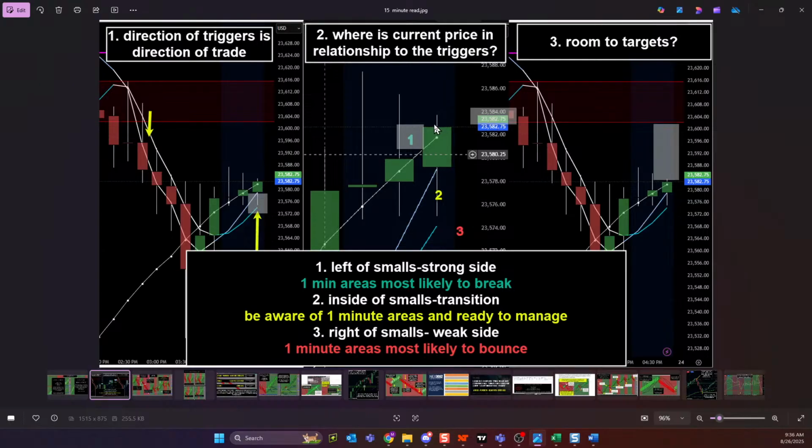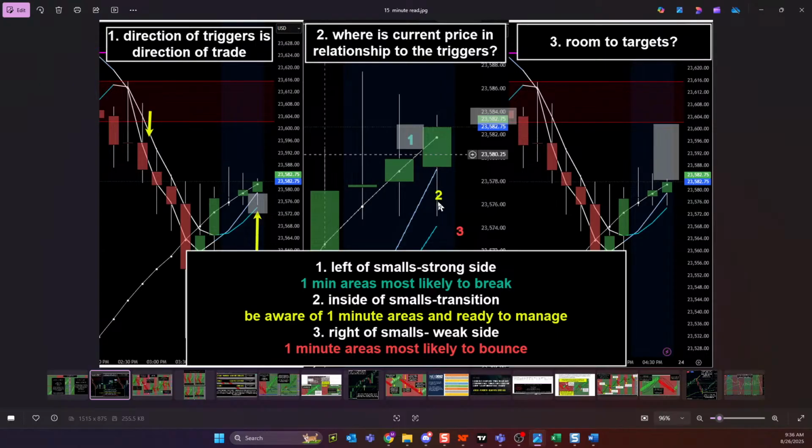Where is that highlighted price trading in relationship to the triggers? And the answer to this question is going to help you know how you need to approach it for management. There are 3 options. The first option is that price is left of the small triggers. That's the strong side. That's where 1-minute areas have the best chance of breaking. Not guaranteed, but that's kind of your odds favorable momentum look.